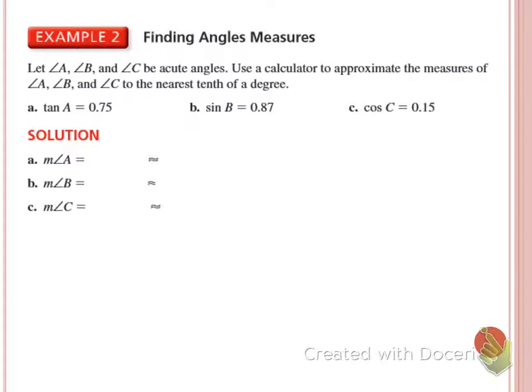But anyways, let angle A, B, and C be acute angles. It doesn't work if they're not. Use a calculator to approximate the measures to the nearest tenth of a degree. So in the first one, we have tangent of angle A is 0.75. So to get rid of tangent, we have to use the inverse of tangent. So you're going to hit shift tangent.